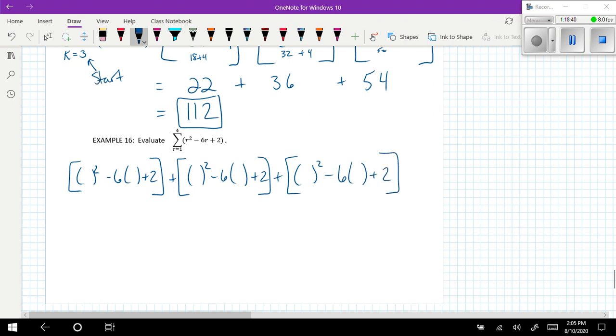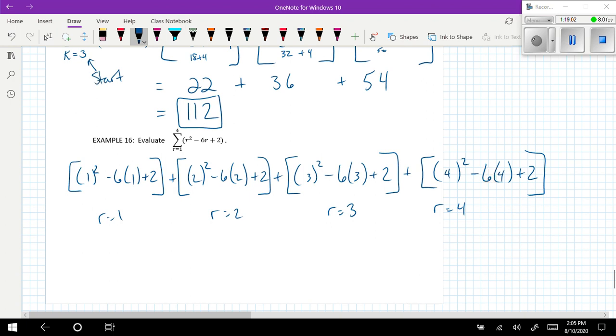situation over again? So I'm going to use r equals 1, I'm going to use r equals 2, I'm going to use r equals 3, I'm going to use r equals 4, and then I'm going to stop, right? So I'm going to put this in here one more time here. And I'm going to substitute a 1 in my first bracket, a 2 in my second bracket, a 3 in my third bracket, and a 4 in my fourth bracket. Okay? And we're going to evaluate this.